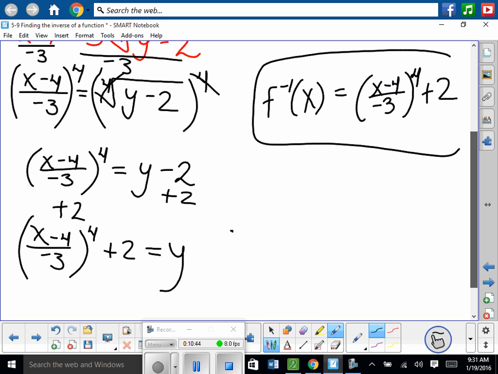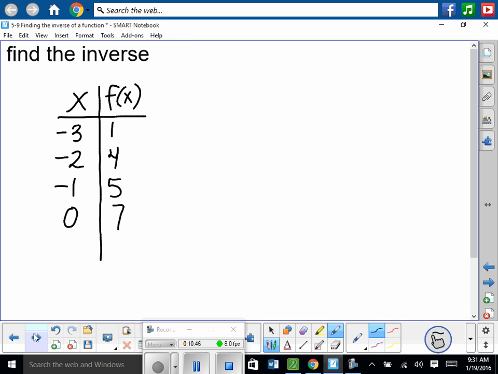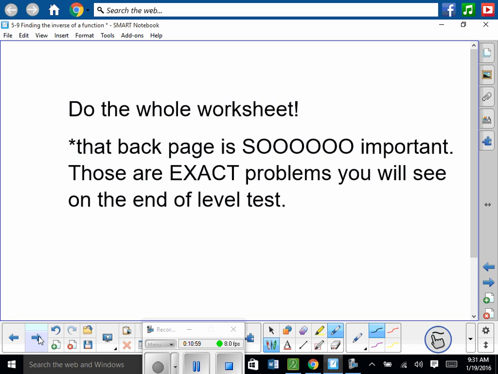Question 1, how to do this? Okay, so it's just algebra. How do we find the inverse of this? We have xy points. Switch xy. You're absolutely right. You just simply switch x and y. Is everybody okay with that? Okay. Sweet. Do the whole worksheet.